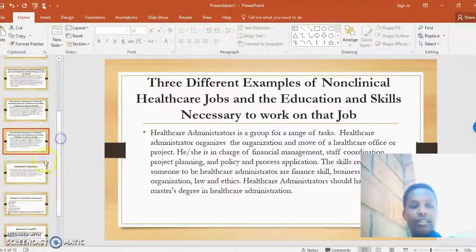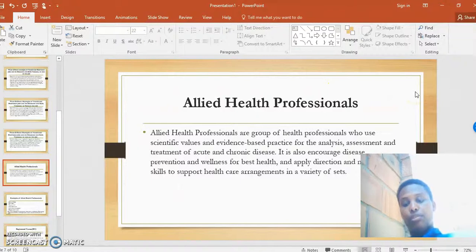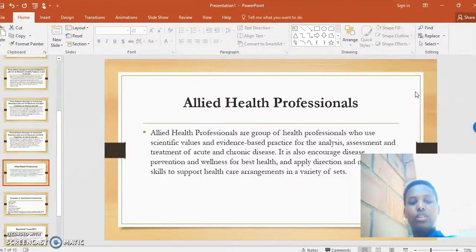Moving to other slides, we have also allied health professionals. Allied health professionals are the group of health professionals who use scientific values and evidence-based practice for analysis, evaluation or assessment, and treatment of acute and chronic disease.